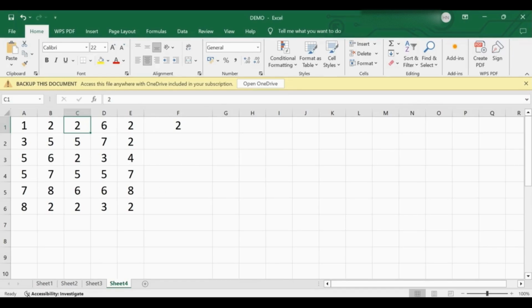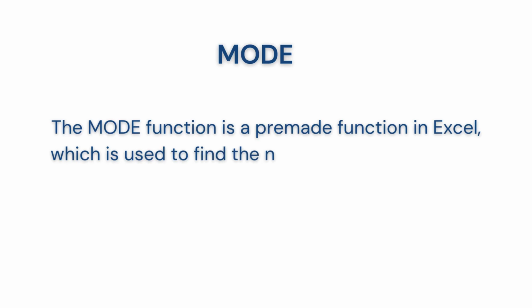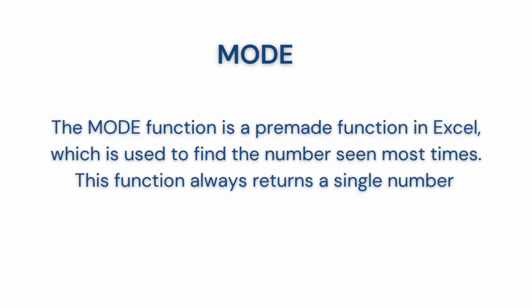Next we have the mode function. As we know, mode is a type of average value which describes where most of the data is located. The mode function is used to find the number seen most times. This function always returns a single number and is written as equals MODE.SNGL.